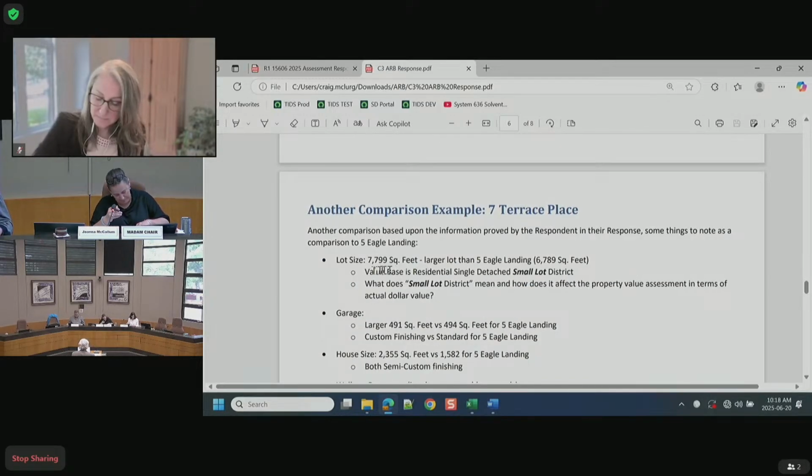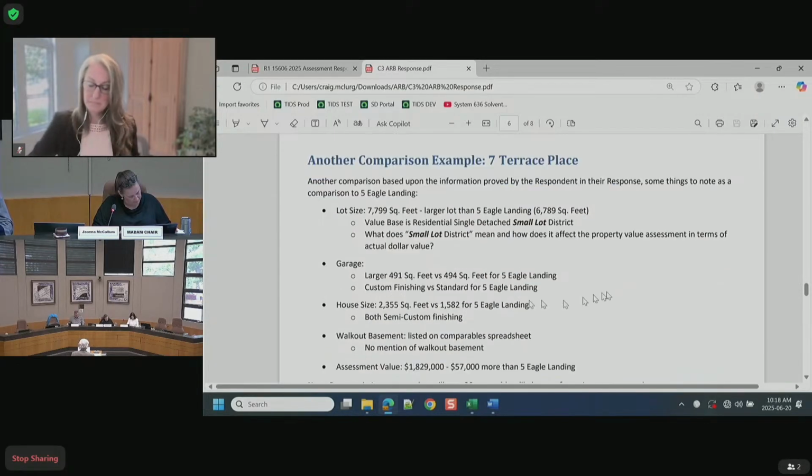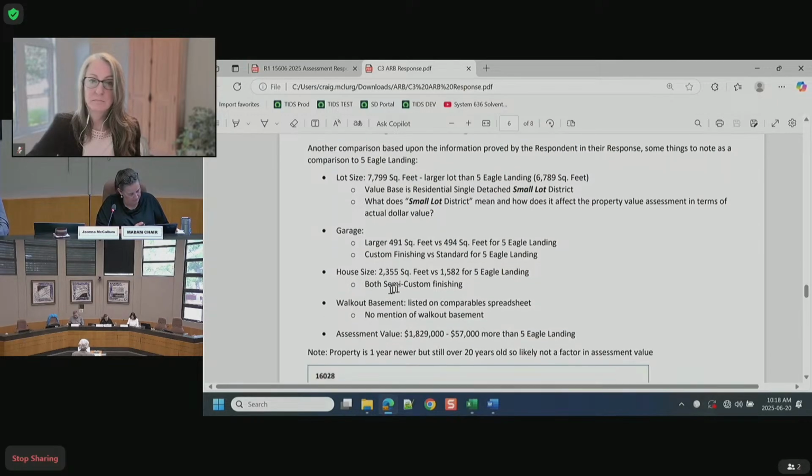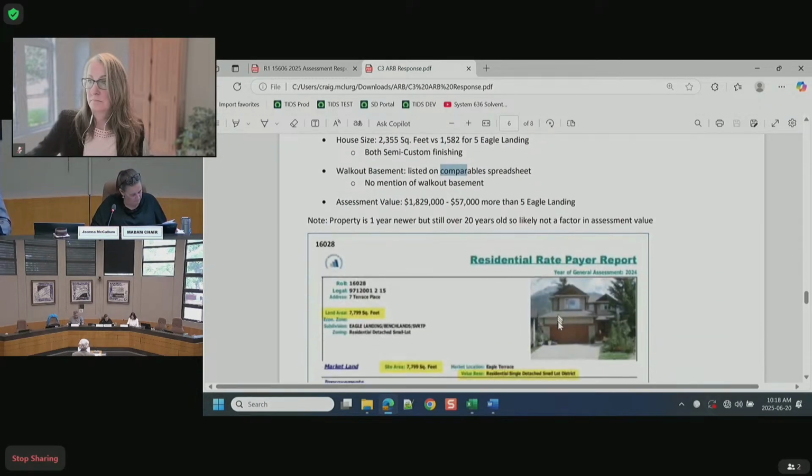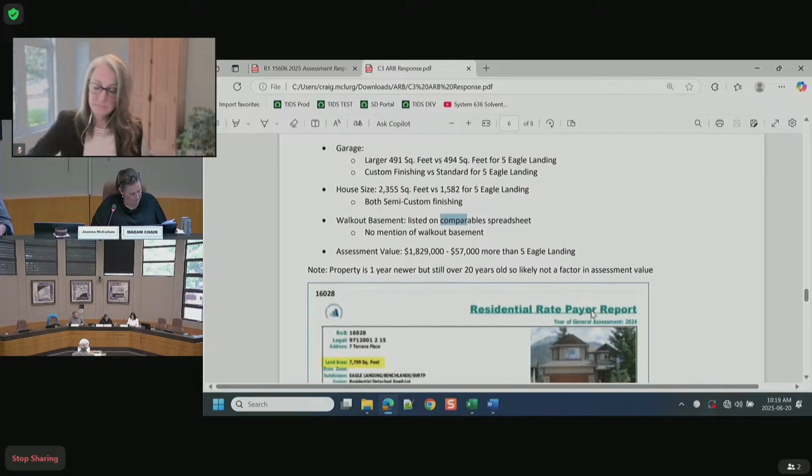Its lot size is 7,799 square feet, which is much bigger than Eagle Landing, and it's also still in the small lot district. What does that mean? The garage is basically the same, but it has custom finishing. The house size is 22,355 square feet versus 1,582 square feet, both with custom finishings. It's much bigger. It has a walkout basement listed on the comparable spreadsheet, but there's no walkout basement mentioned on the residential ratepayer report. The assessment value is $1.829 million, which is $57,000 more than mine.